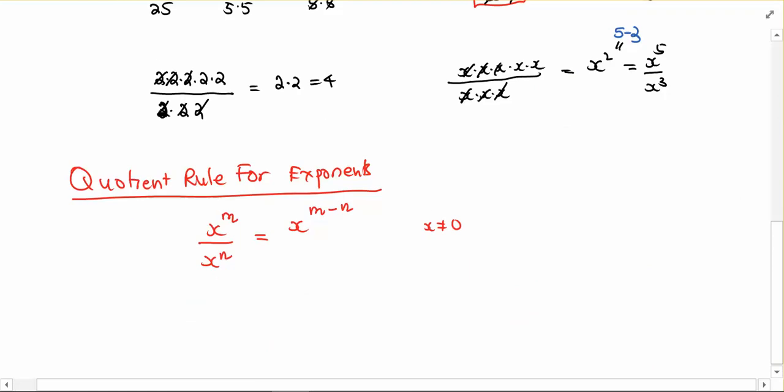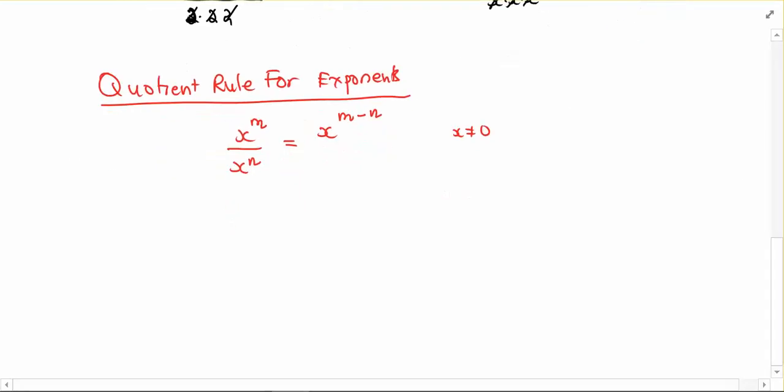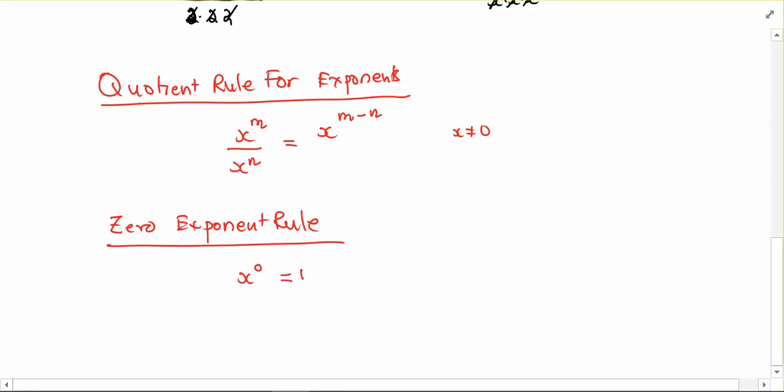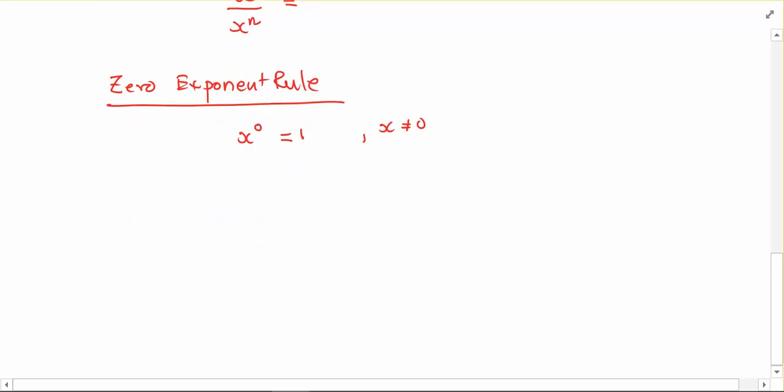And that also is an important rule, and the rule is the zero exponent rule, which says that anything to the 0th power is 1. So let me write that down. Zero exponent rule, right? Zero exponent rule says anything to the 0th power works out to be 1. Again, x cannot be 0. The base cannot be 0.